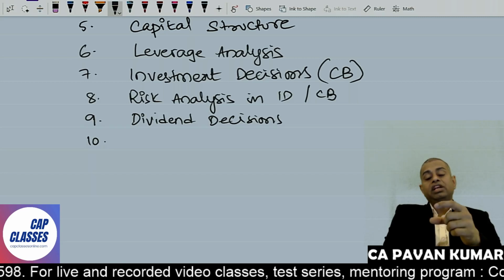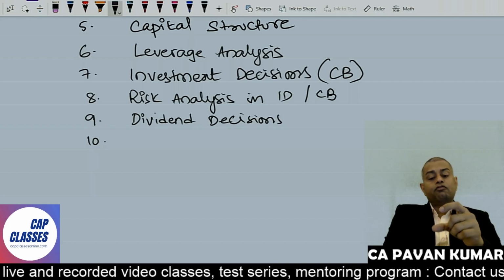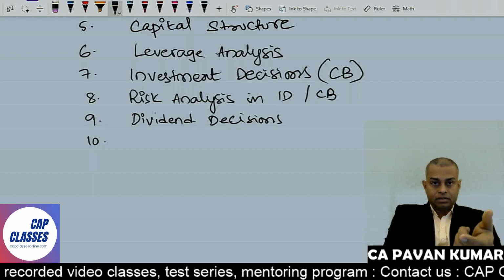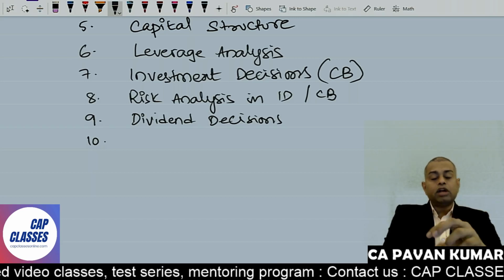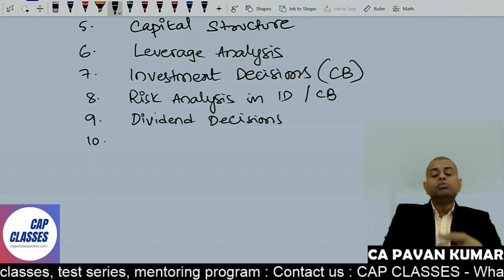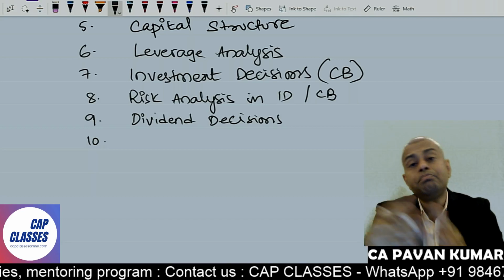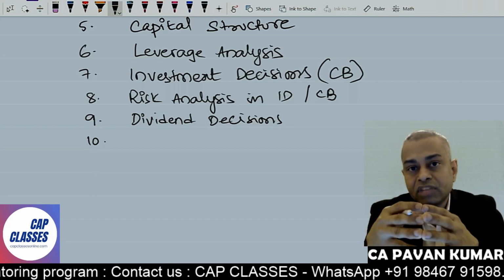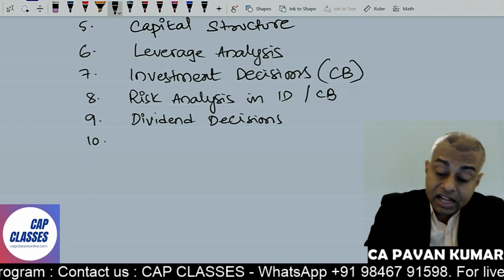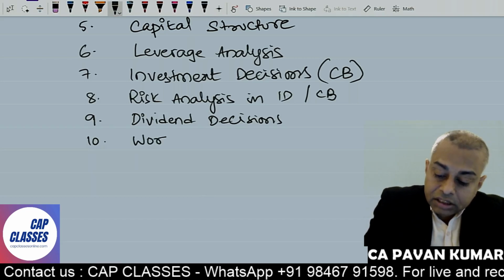So we learn here what portion of dividend is to be declared out of earnings, and how much of the earnings are to be retained. That we'll see in chapter 9, with the impact on the market price of the share. Then comes the biggest area, working capital management.